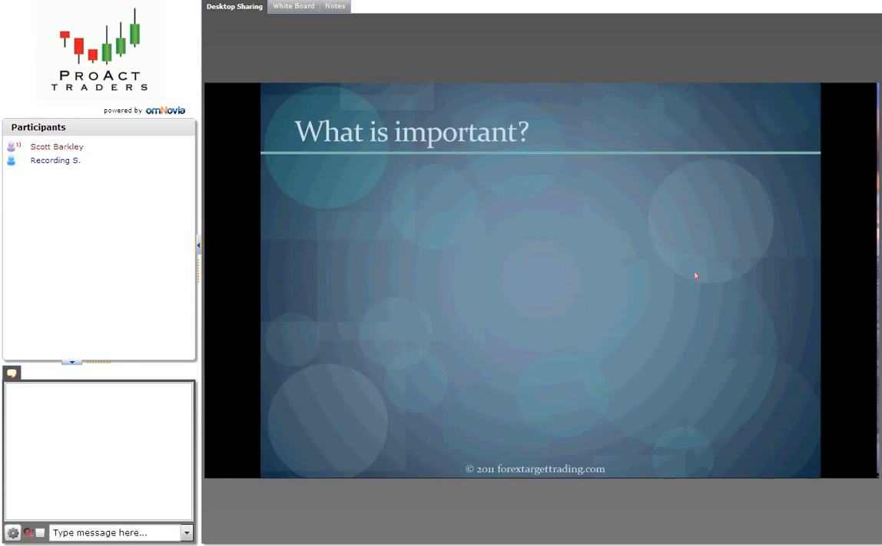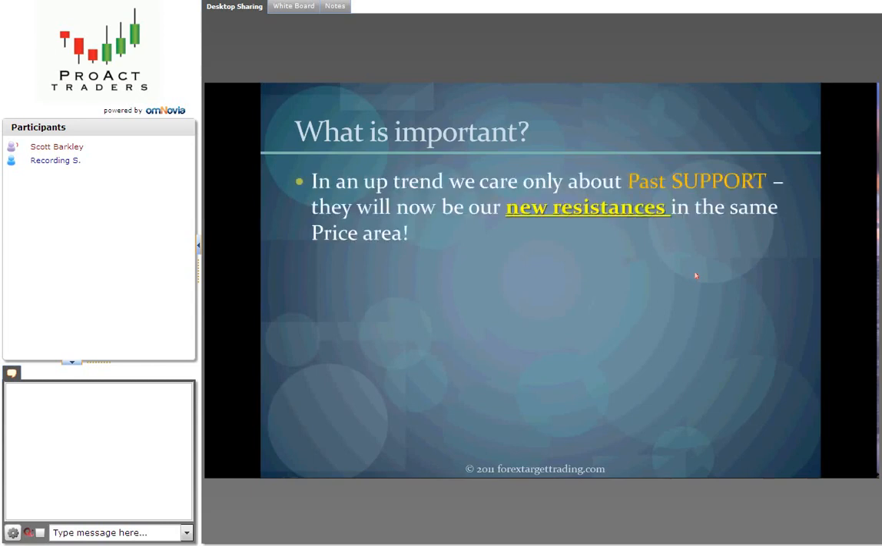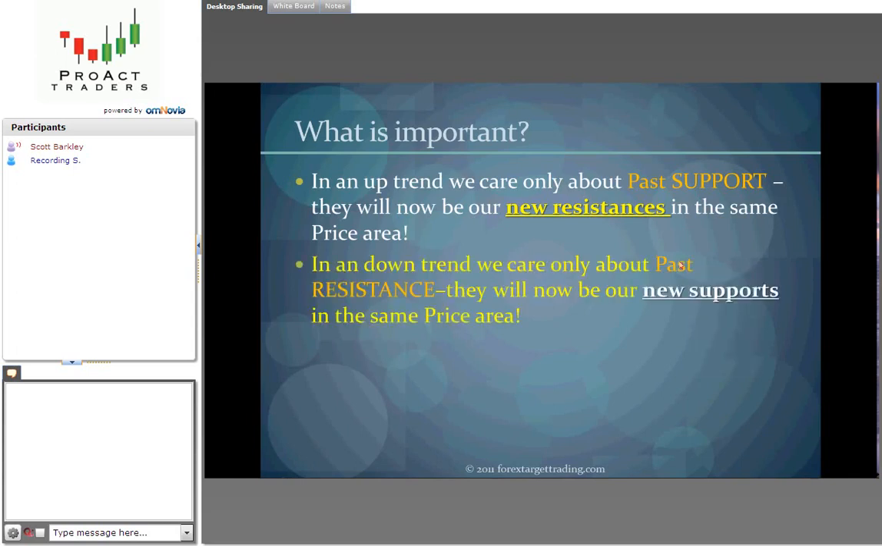So what is important? In an uptrend, we care about past support. They will now be our new resistances in the same price area. In a downtrend, we care only about past resistance because they will be our new supports in the same price area. This is why your brain rejects it, because when you say support is resistance, it goes, no, no, no, no, support is support.